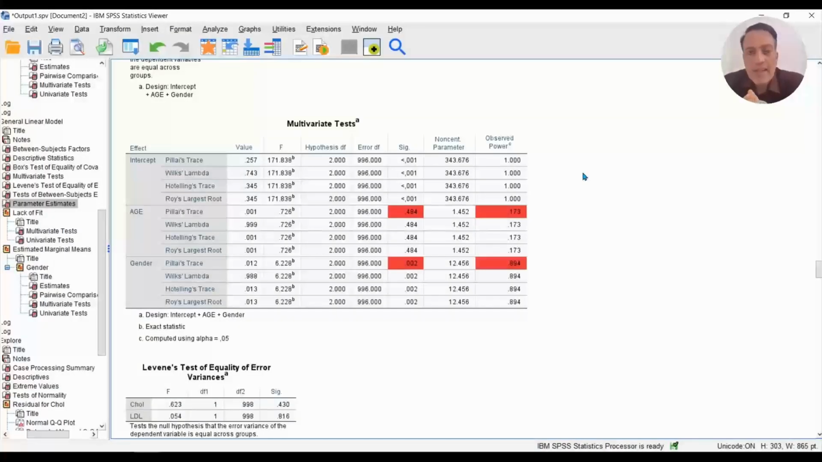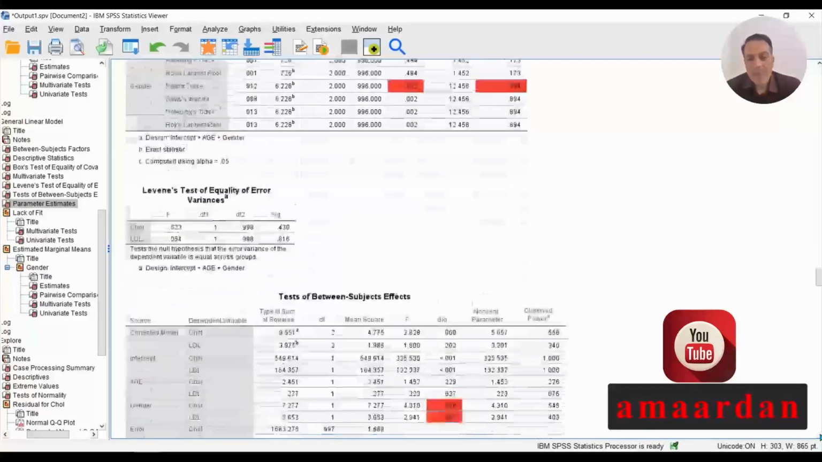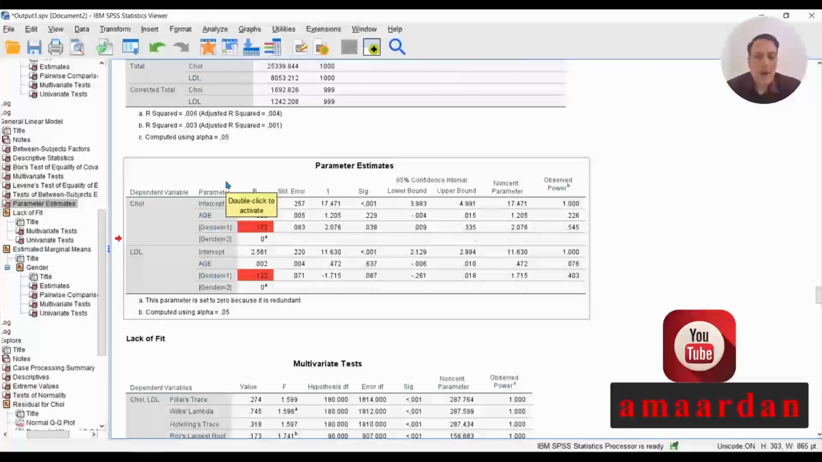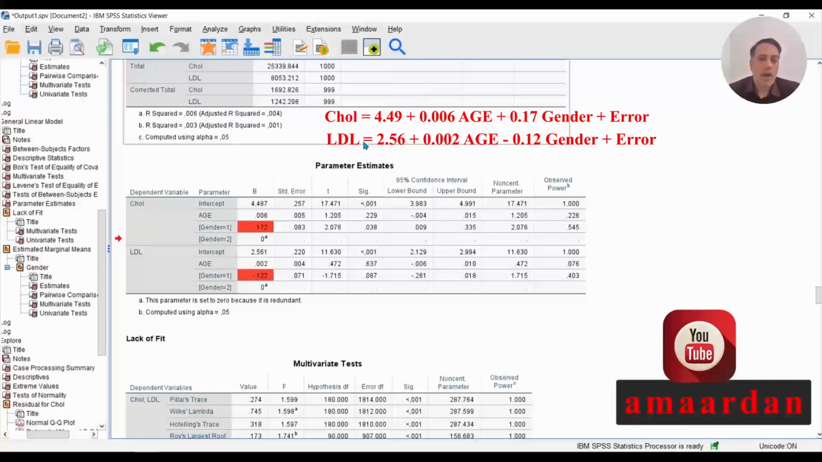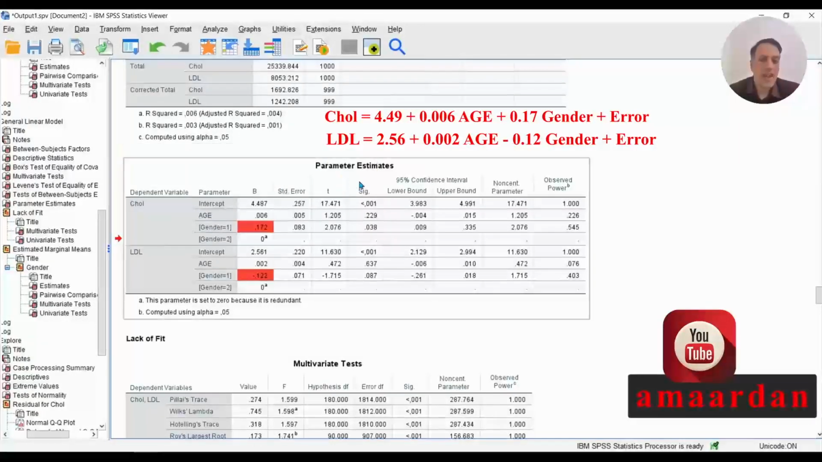Now, a question that may arise for you is about the regression formula. Since we fit regressions in this tutorial, maybe you ask about the regression formula. SPSS reports a table named parameter estimates with beta or regression coefficients, and we can write the regression formula for both models. Okay, I write here the regression formula for both dependent variables, cholesterol and LDL, with independent variables, age and gender.